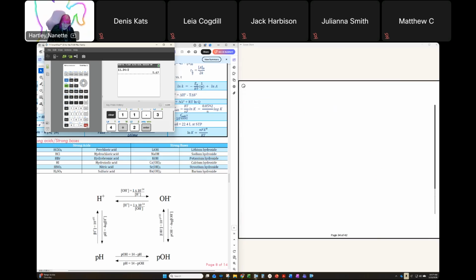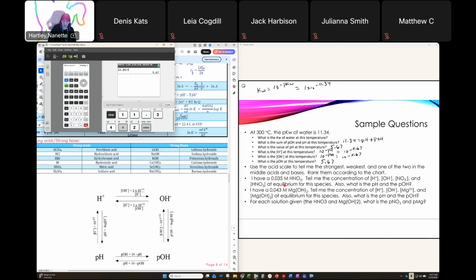Sorry. I have a 0.035 molar HNO3. I want to know the concentrations of the H plus, the OH minus, the NO3 minus, and the HNO3 at equilibrium for this species. I also want to know the pH and the pOH. So for HNO3, I know that this completely dissociates because it's one of the strong acids that's listed on that table. So I see it right over here on this table. And so it's a strong acid, it completely dissociates.